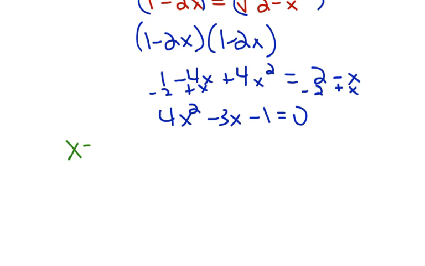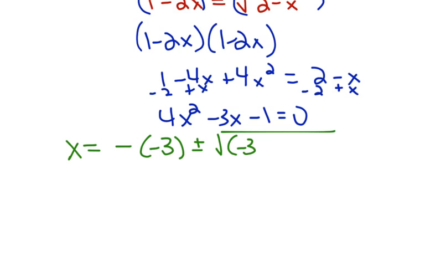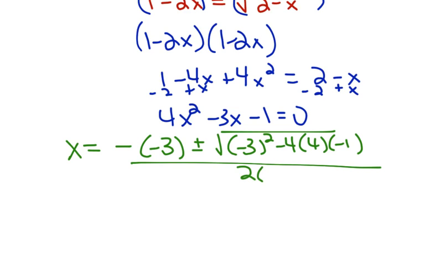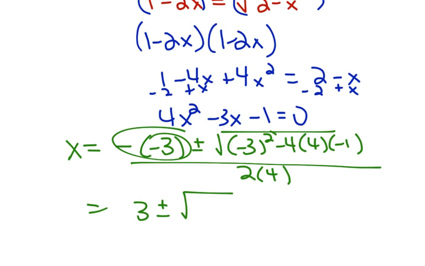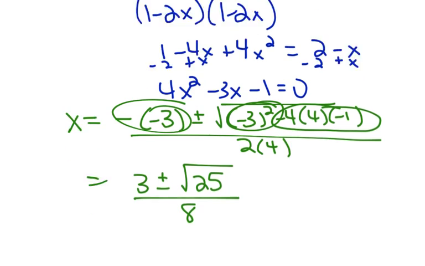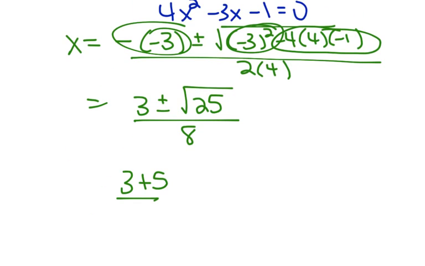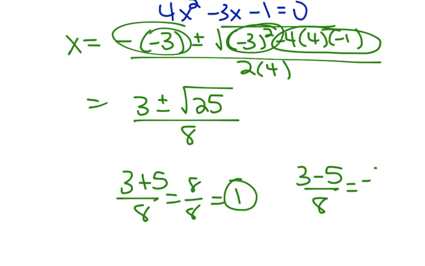So what I'm going to do is x is equal to the opposite of b, which is negative 3, plus or minus the square root of b squared minus 4ac all over 2a. So I get 3 plus or minus the square root of 9 plus 16, which is 25, all over 8. So my two solutions are going to be 3 plus 5 over 8, and the other one's going to be 3 minus 5 over 8. So 8 over 8 is 1 of the solutions, and negative 2 over 8 is negative 1/4.